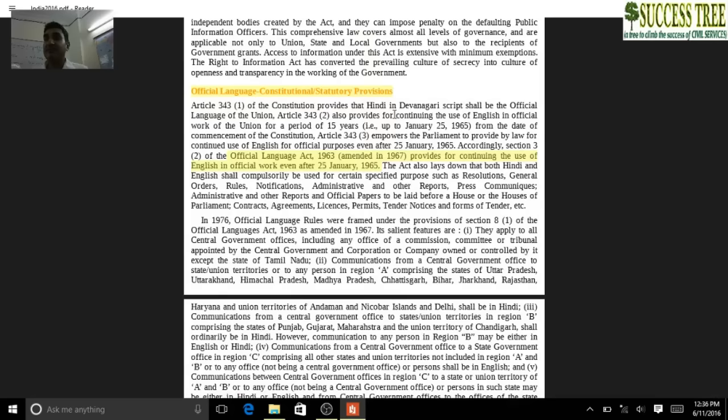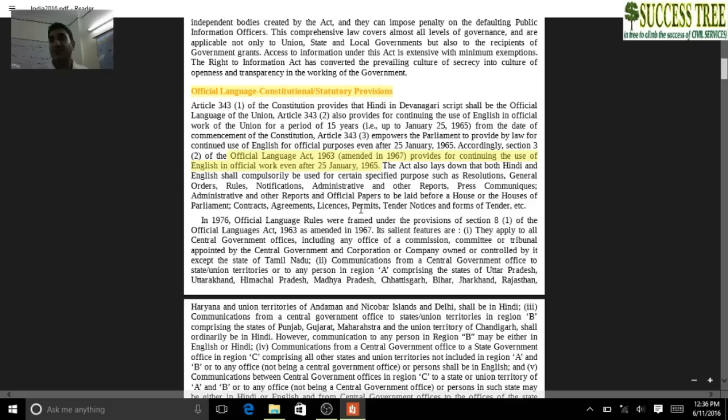But states can have their own official language. Now states, apart from English, can have any of the official languages. So who decides? The President decides over that. If a substantial portion of the population of that state speaks that language and wants it, that can be done.